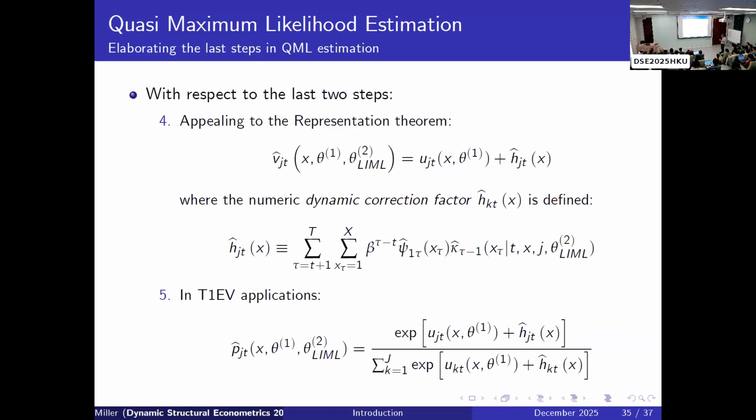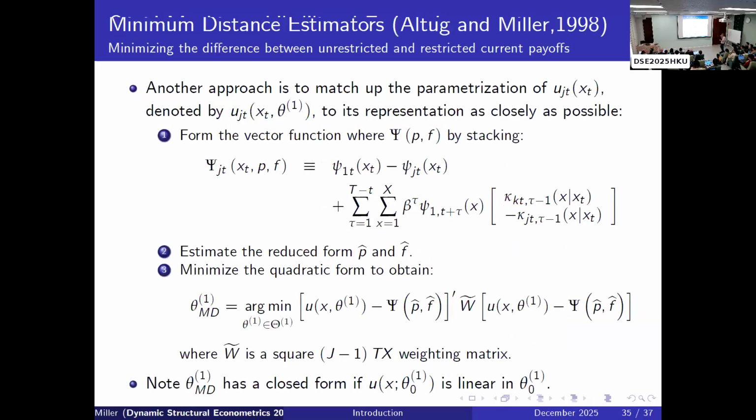So you put the kappas together, and in type 1 extreme values, we've already talked about that. Okay. Here's that H that we were talking about before. It was the log of the P's in the Rust case. That's how you would do it. Another approach, and this is going to be discussed by Hank later on, is a minimum distance estimator between the unrestricted estimates and the restricted estimates.